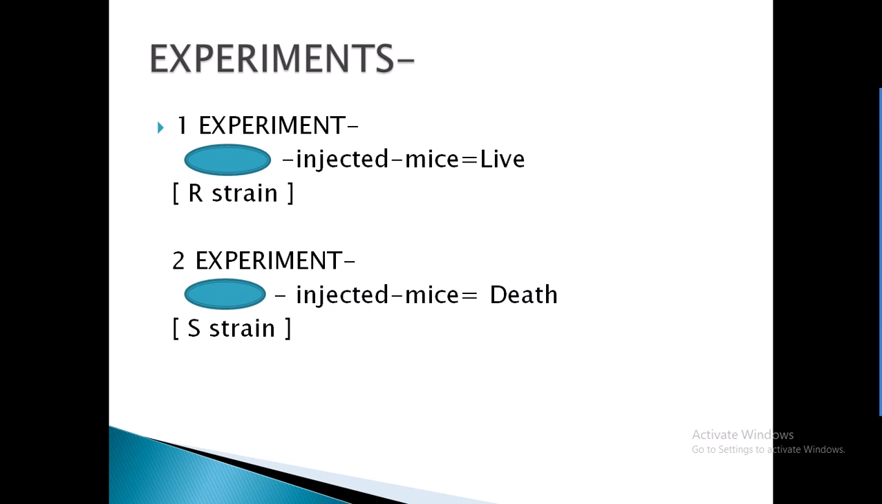The second experiment performed was that S strain was injected into the mice. As we saw in the previous slide, the S strain is so virulent that it is capable of causing disease. After injecting this, the mice must have got the disease pneumonia, and because of this they must have died, and as a result, as per expectation, the mice die.